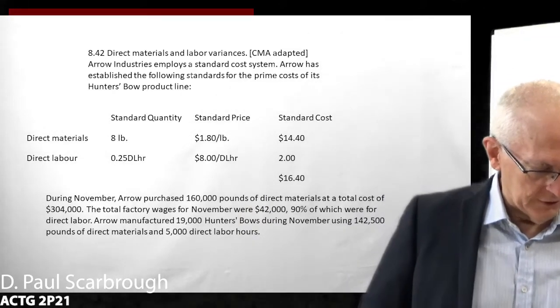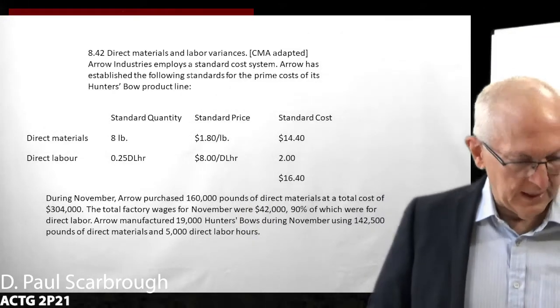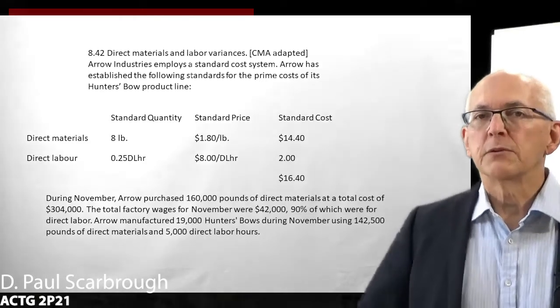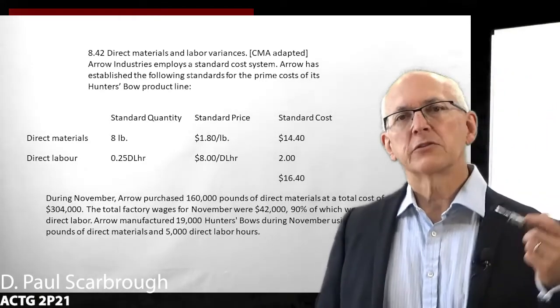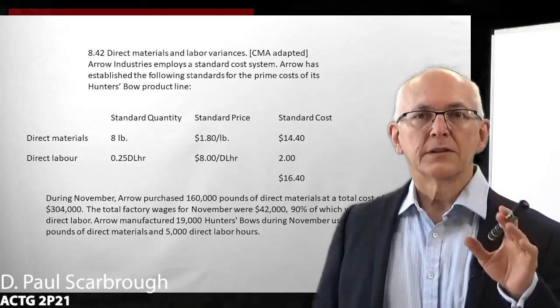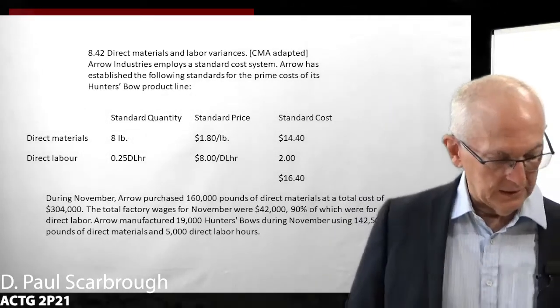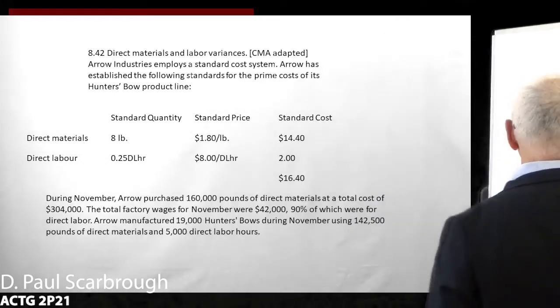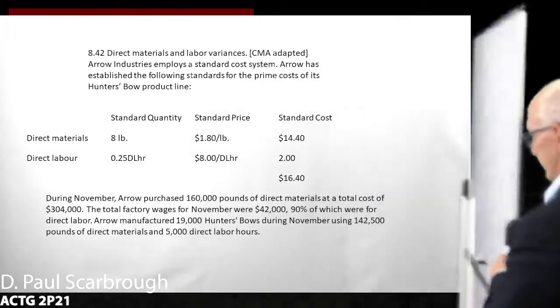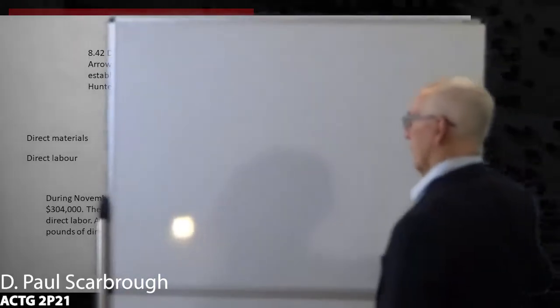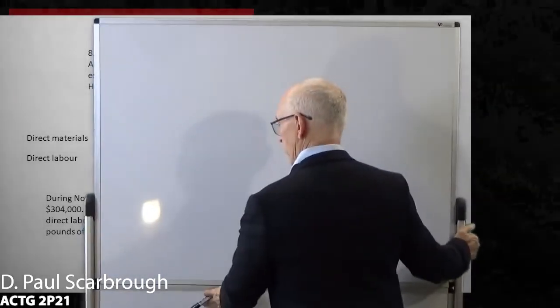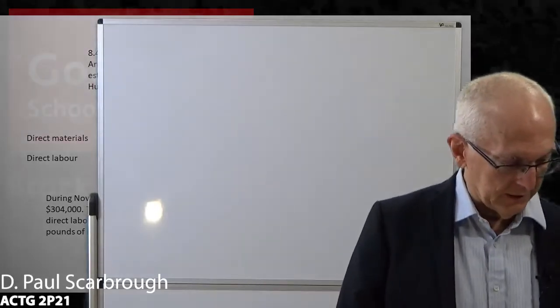We have the standard quantity, standard price, standard cost, okay? And this is an introductory problem. So it's only direct materials and direct labor, and it's only one of each. So this is getting you started on the logic of the problem. Okay, so let's take a look at that. Let me move my board back. Okay, and let us look at the setup.